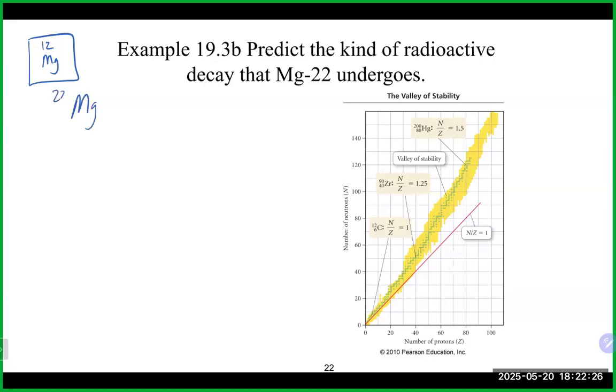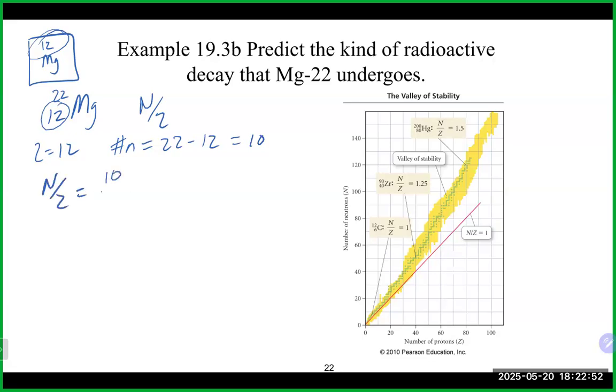So again, the 22 is the mass number, atomic number there from our periodic table. N to Z ratio is basically our neutrons to protons. So obviously Z is going to be 12 in this case. Now our neutrons is again our mass number, which is 22, minus our atomic number, which is 12. That is 10. So our N to Z ratio here is going to be 10 divided by 12, 0.8, a bunch of threes.